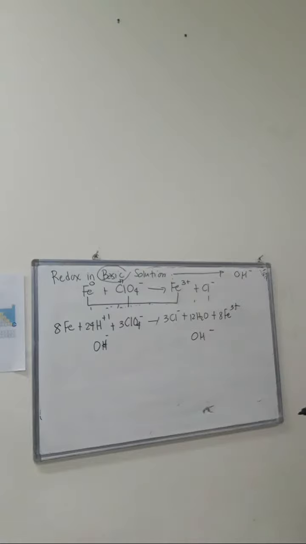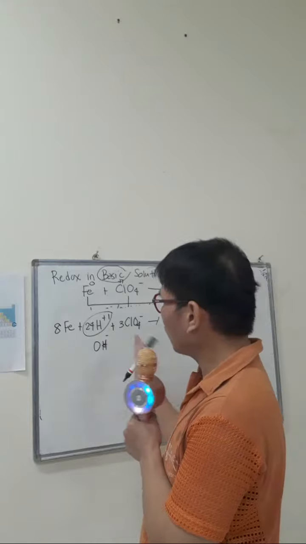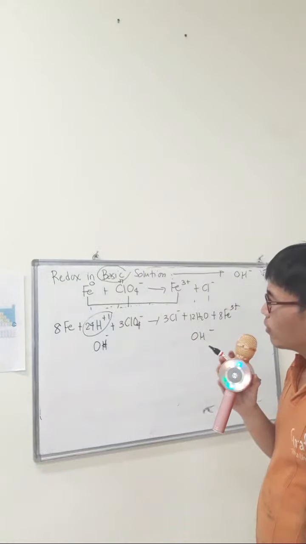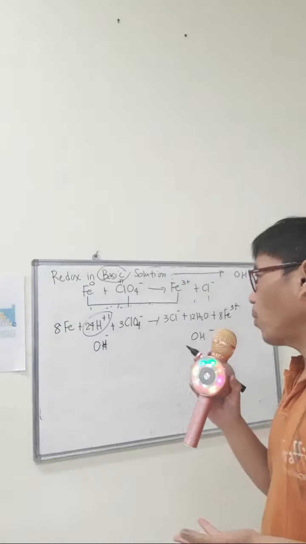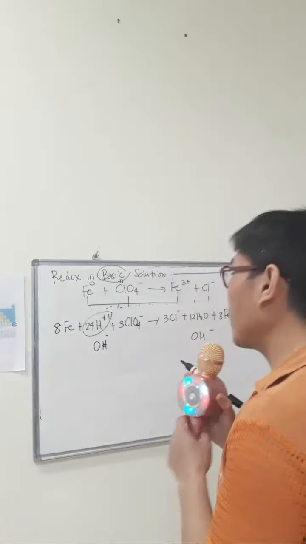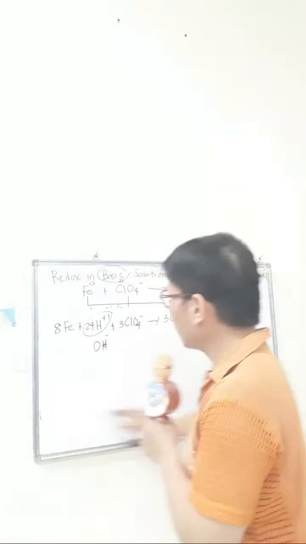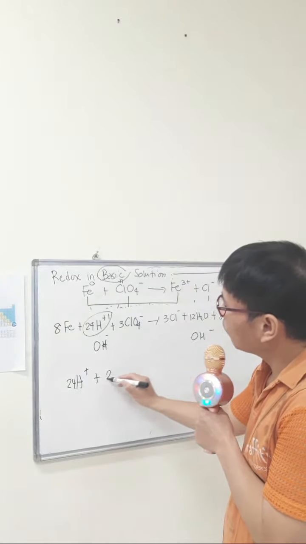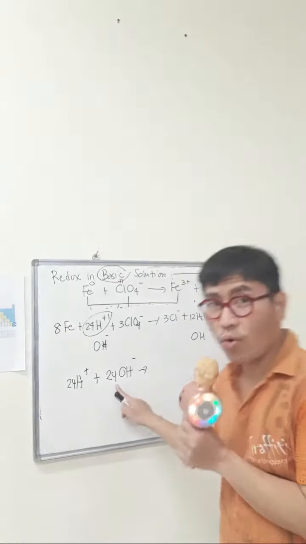Now, 24H plus 1. What will you add to become water? You cannot add 1 mole of hydroxide because it will not become water. You will add the same number of moles of hydroxide as the 24 moles of hydrogen plus 1. So it will become 24 moles of water. I will show you the algebra for this. 24H plus 24 moles of OH negative. So the common is 24.